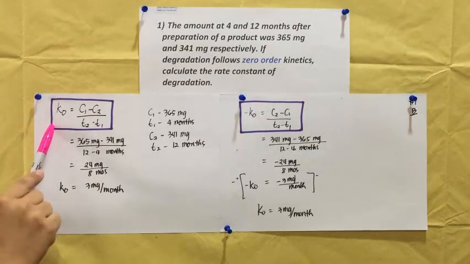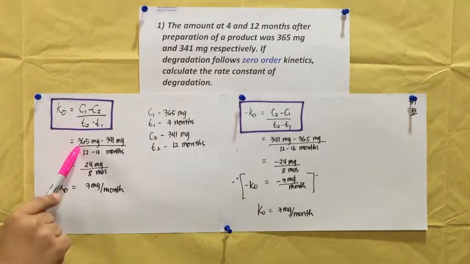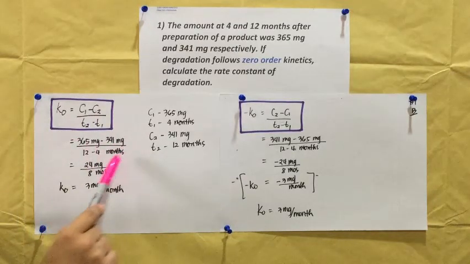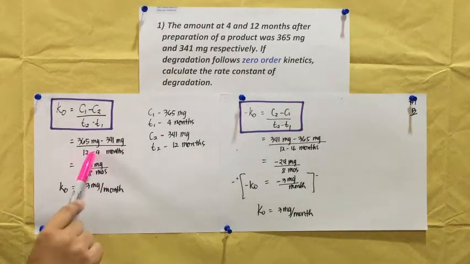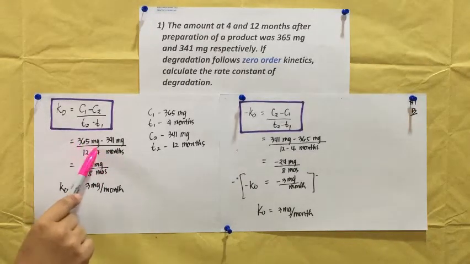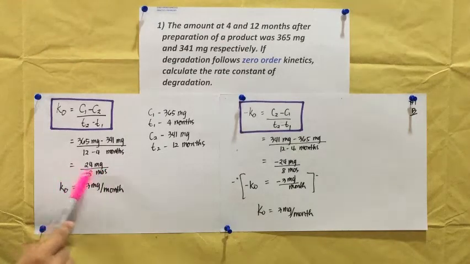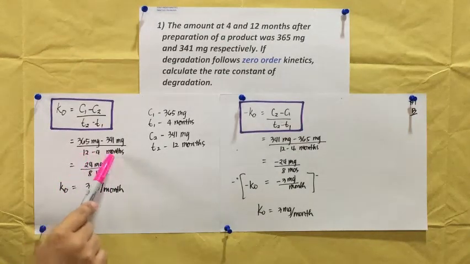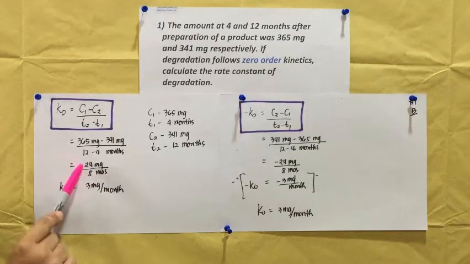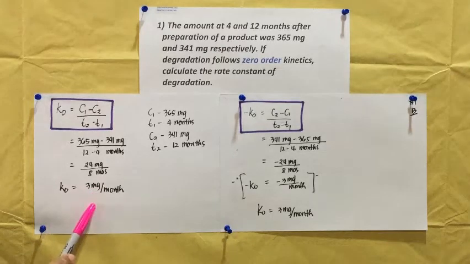So with this formula, we are going to substitute. So C1 is 365 minus 341, which is C2, divided by the time 2, which is 12 months minus 4 months. So 365 milligram minus 341 milligram is equivalent to 24 milligram divided by 12 minus 4, which is 8 months. So if we divide 24 divided by 8, we get 3. So the KO is 3 milligram per month.